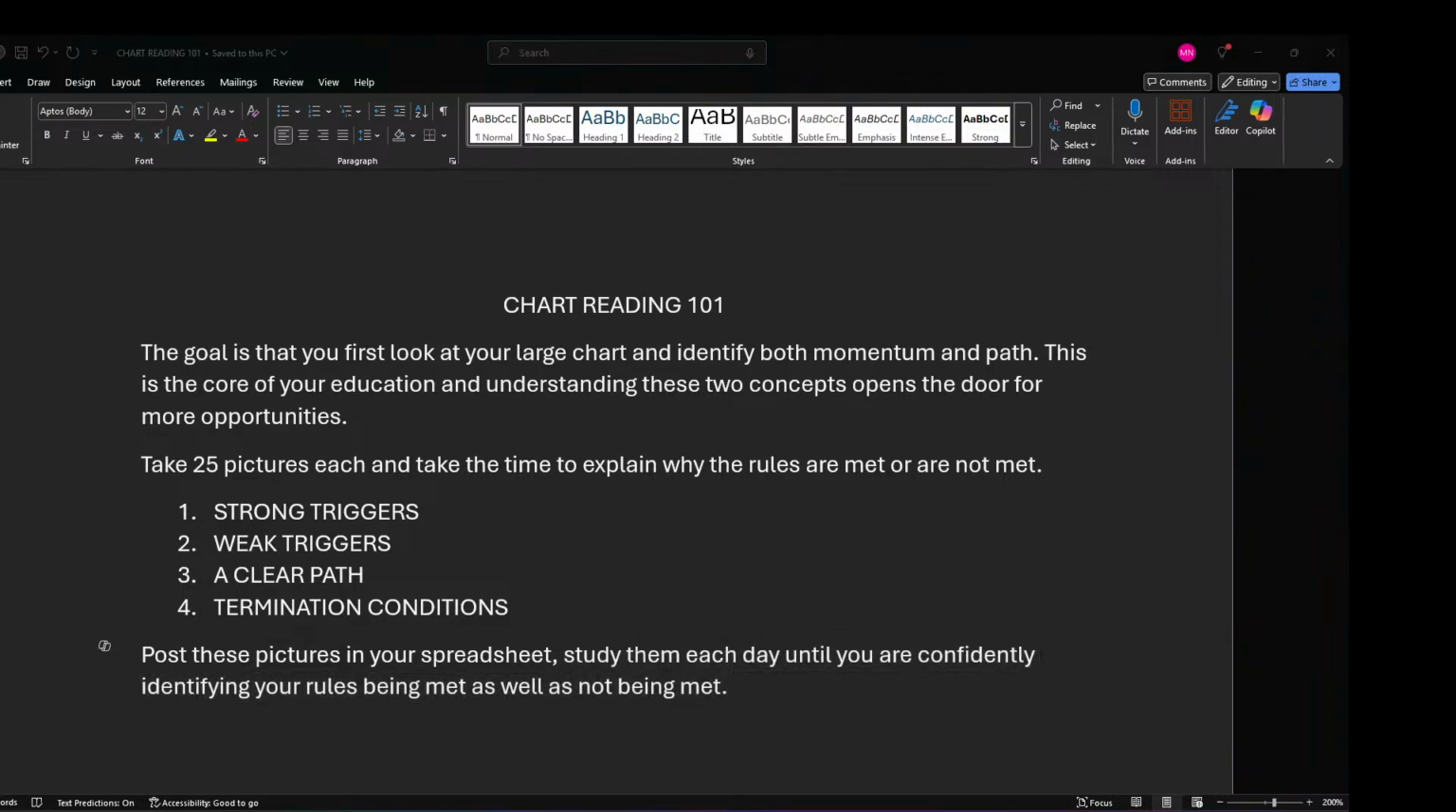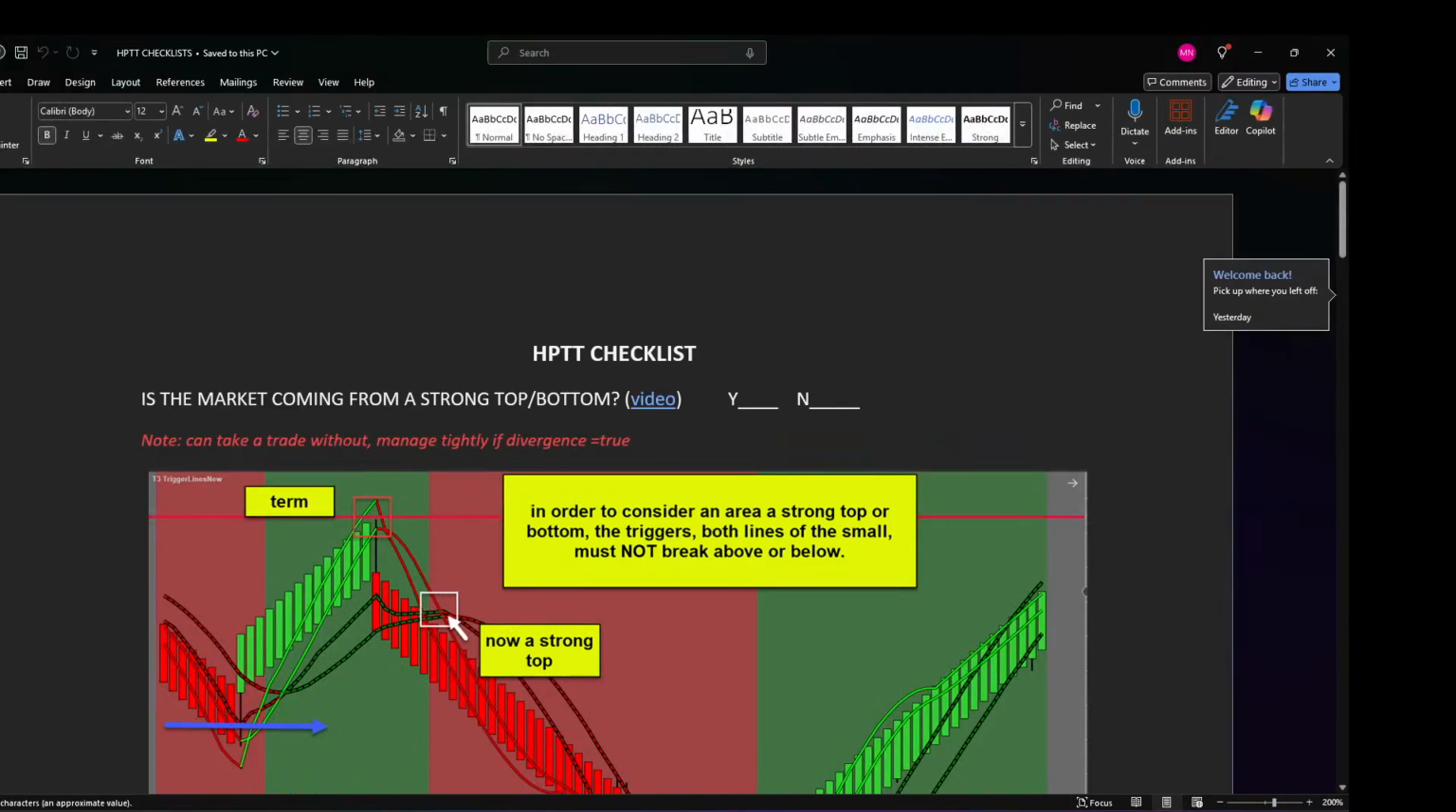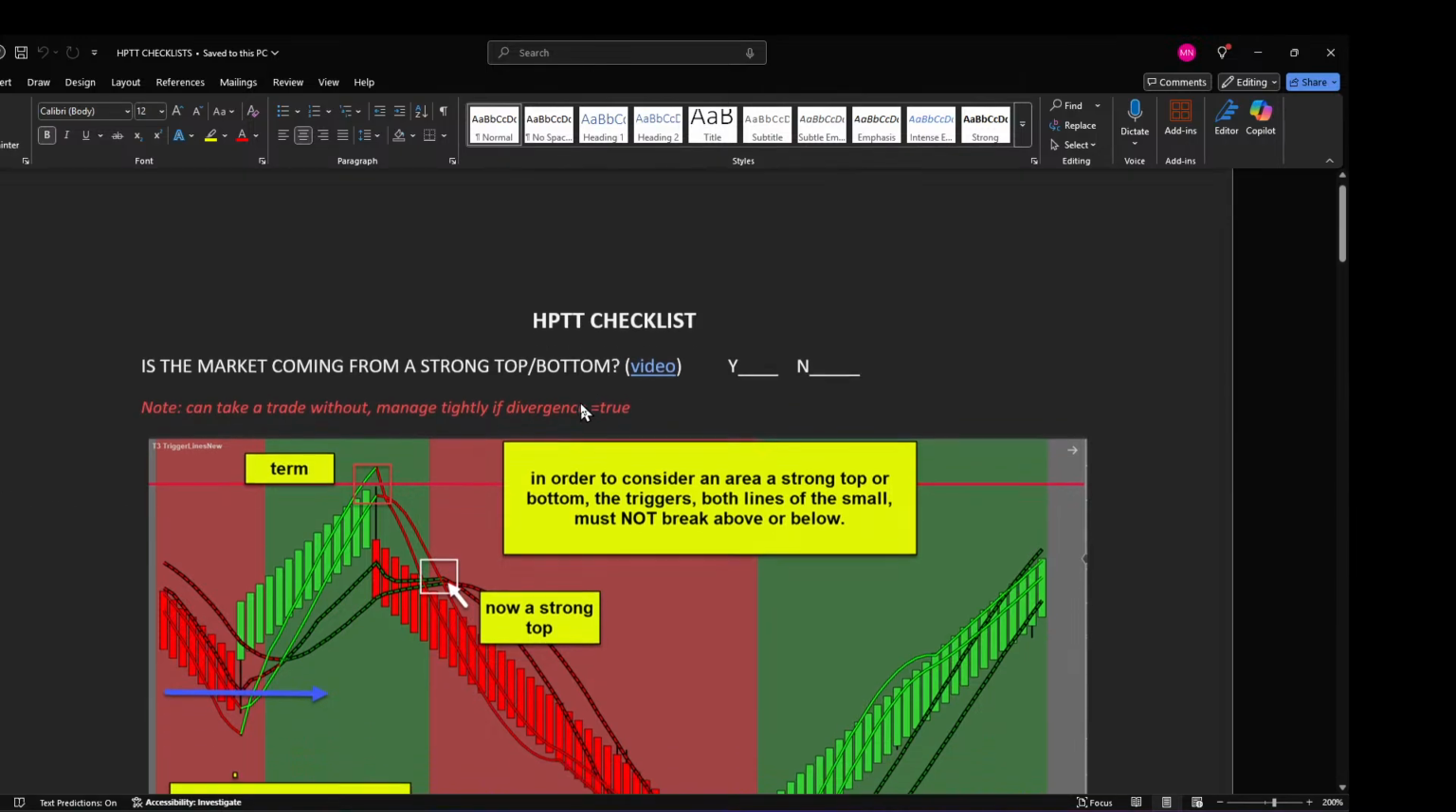And as you're learning to do this, I don't leave you guys to your own devices very often. I'm going to give you the high probability trend trade checklist. Guys, this is the best of the best way to enter a high probability trend trade. And it starts with a strong top or bottom.